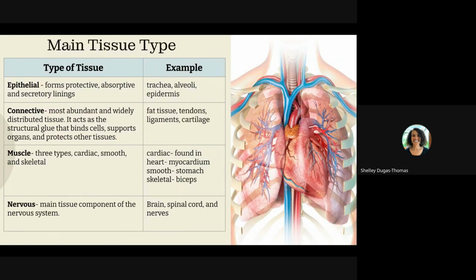So let's zoom into the tissue level. There are 4 primary tissue types. You must know epithelial, connective, muscle, and nervous. Epithelial, think of this as your lining and barrier. It lines your trachea and forms your outer skin layer, the epidermis. Connective is the structural glue: fat, tendons, ligaments, and cartilage. Muscle is divided into 3 types, including cardiac, which is the heart wall, smooth, hollow organs like the stomach, and skeletal, muscles under voluntary control like your biceps. Nervous is the electrical communication system made up of the brain, spinal cord, and nerves.